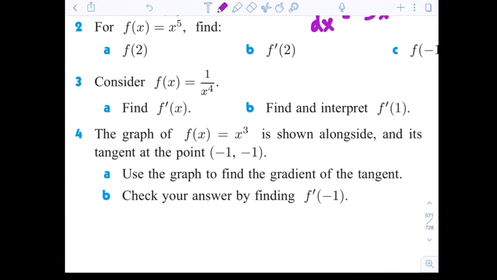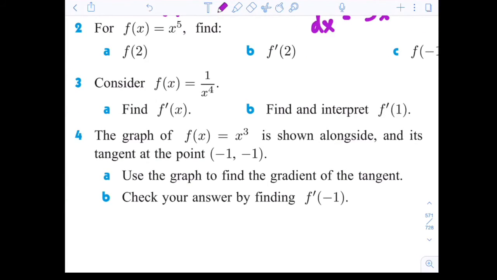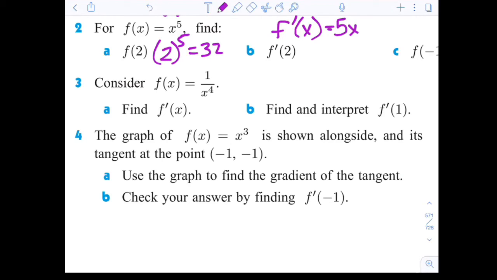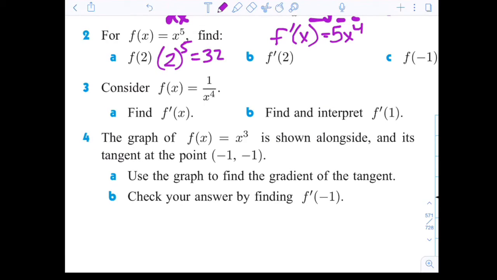Continuing through, next one says, for f of x is equal to x to the power of 5, find f of 2. That just means input 2 into the equation. 2 to the power of 5. That means 2 times 2 times 2 times 2 times 2, and 2 to the power of 5 is 32. All right, next we have f dashed 2. So I'd have to find out what f dashed is. F dashed of x, well, that's the derivative of that, which is 5x to the power of 4. So that's the slope formula. And if I want to know, well, what is the slope of that function at x is equal to 2, I would input 2 into that equation.